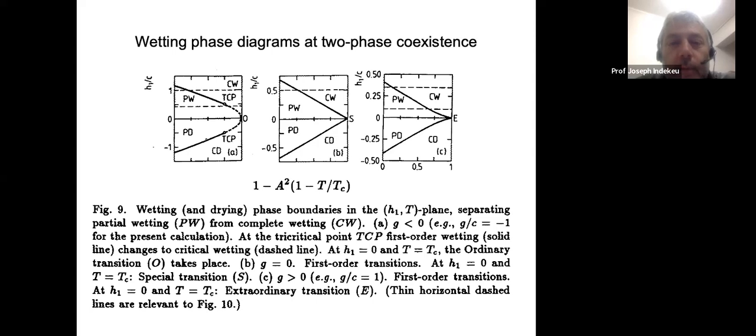Now I would like to discuss the wetting phase diagrams that can be found in this mean field theory. These phase diagrams will invariably illustrate that complete wetting occurs close to the bulk critical point.